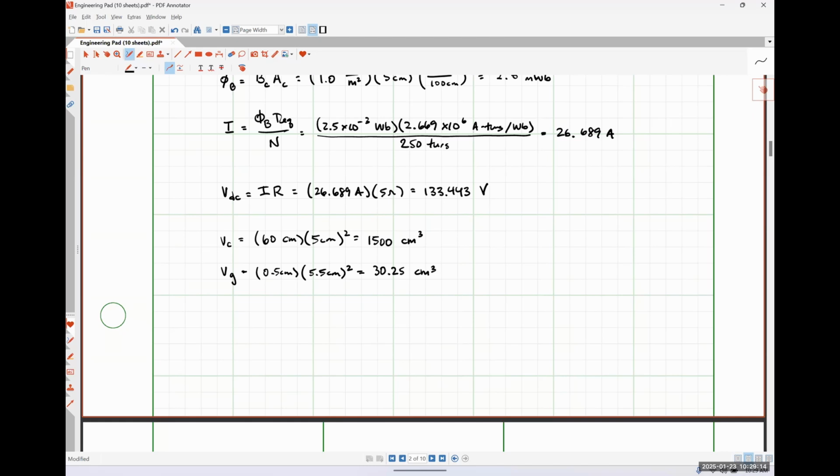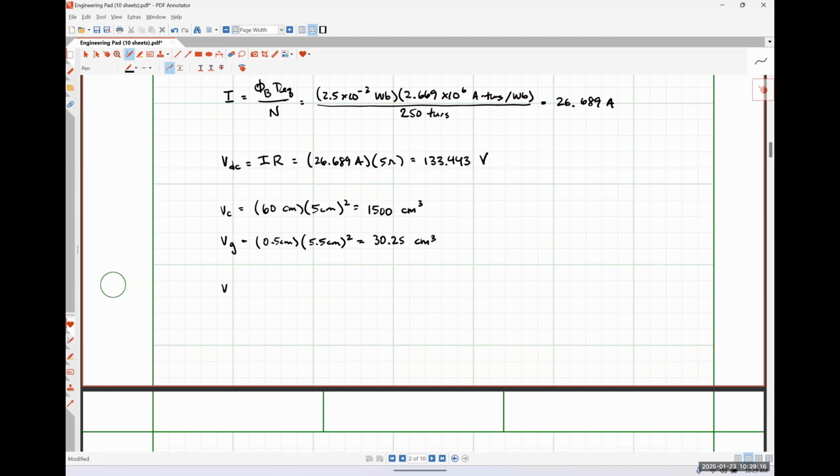And from this, I want us to calculate our stored energy. And I'm going to break this down into two distinct parts, right? So we've got the term due to the energy stored in our core. And then we've got the term due to the energy stored in our air gap.